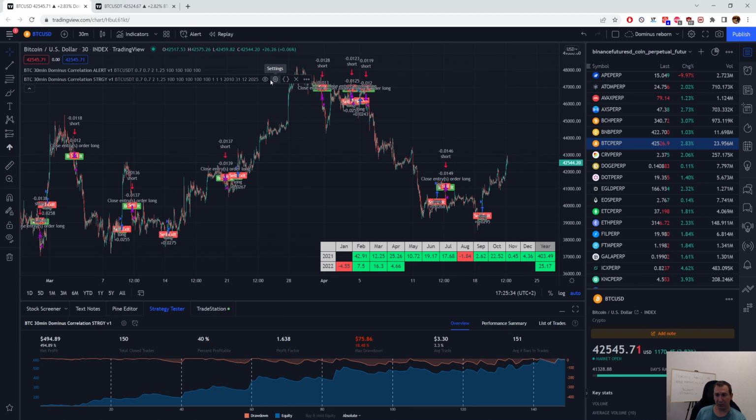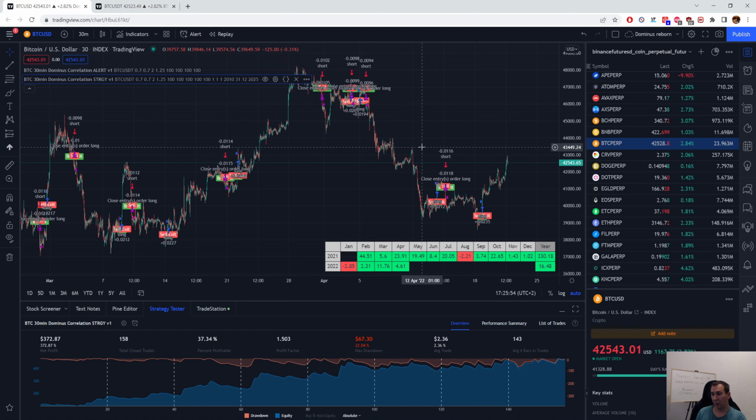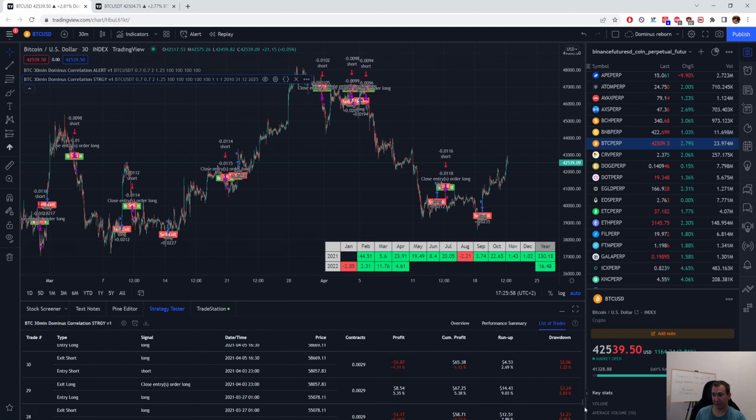The issue that we have in general when we are using a correlation, or better said, when we are using a security, like for example Heikin Ashi or another candle plot or another asset, is that we cannot use this type of function in the replay. However, since this Dominus version is made for BTC USD, we can make the testing and see how it performs over the last years.